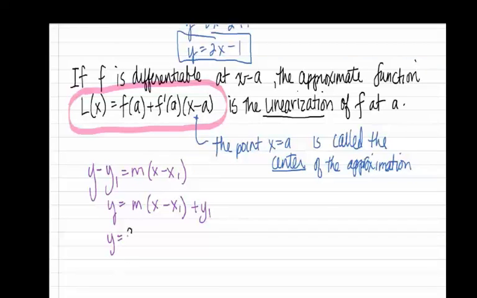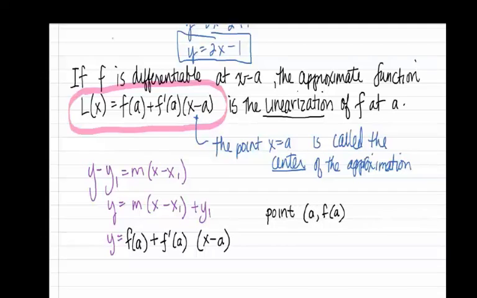And what is your slope? f prime of a. And then we have the x minus a still, where your point is a comma f of a, instead of x and y. So you guys notice where all of these things fit in here. So this is the form for the linearization. Hopefully you can see the similarity.